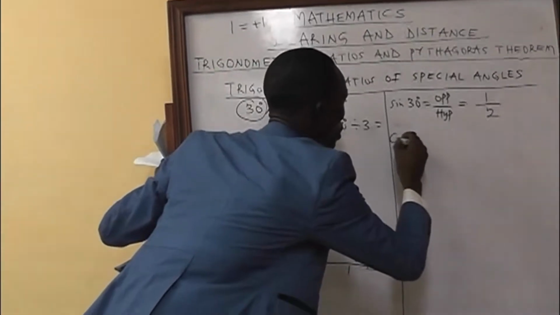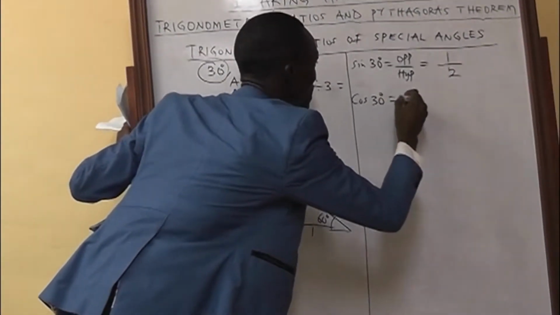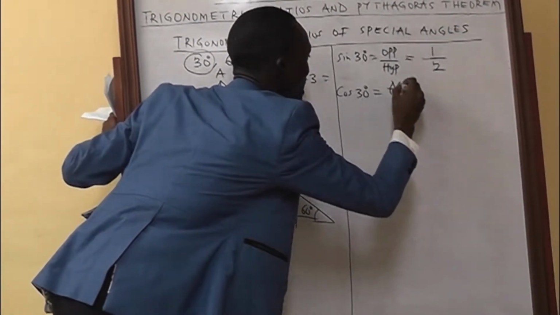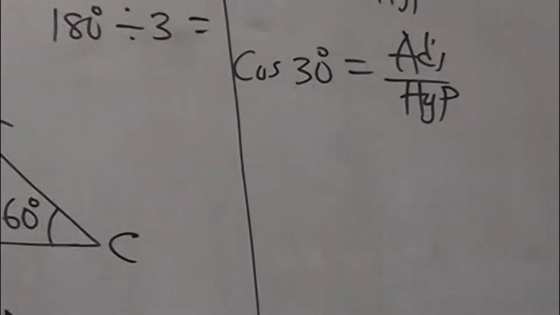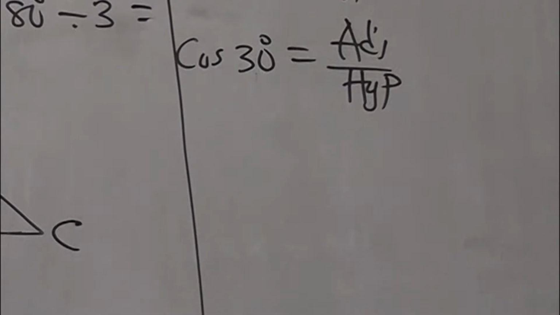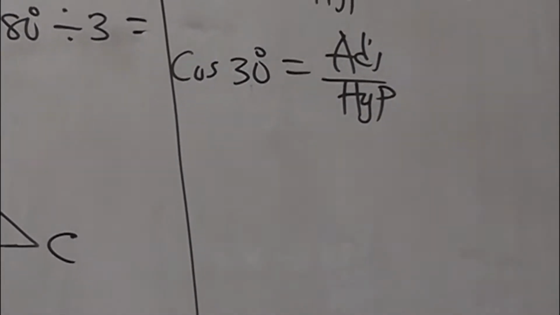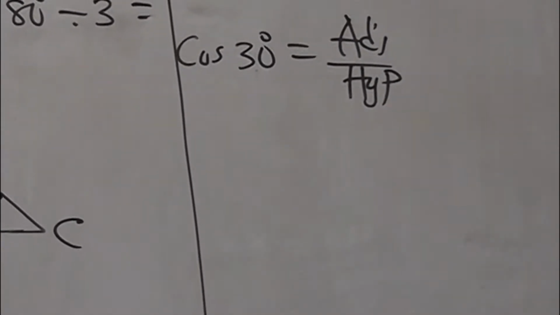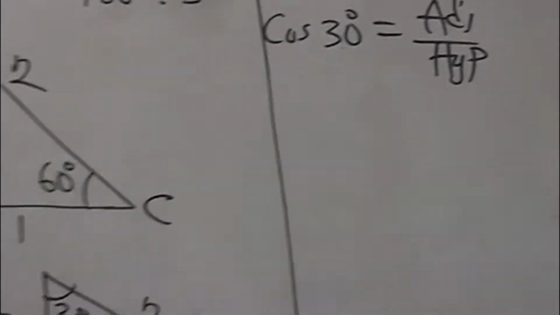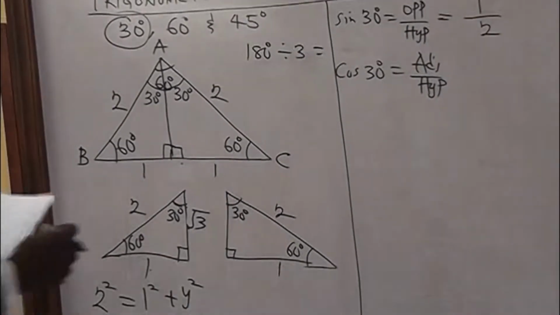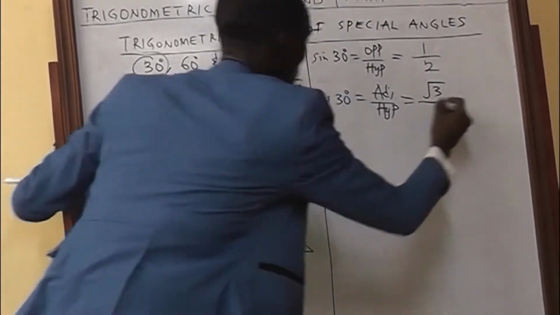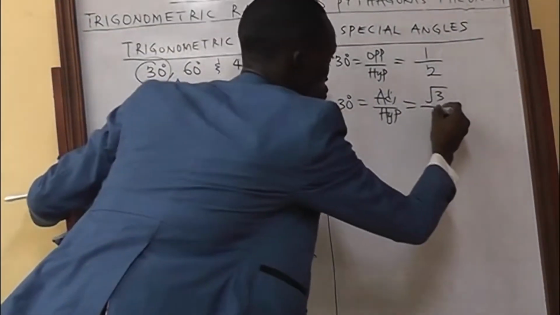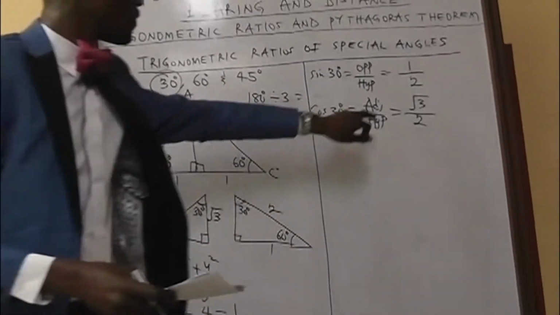From there also, we have cos 30 degree. Cos 30, that is adjacent over hypotenuse. We are still making use of our 30. I said this is opposite because it is the side facing 30. So this is hypotenuse because it is the side facing our right angle. So the last side is what we call the adjacent. That is root 3, and the hypotenuse is 2. This one is root 3 over 2.